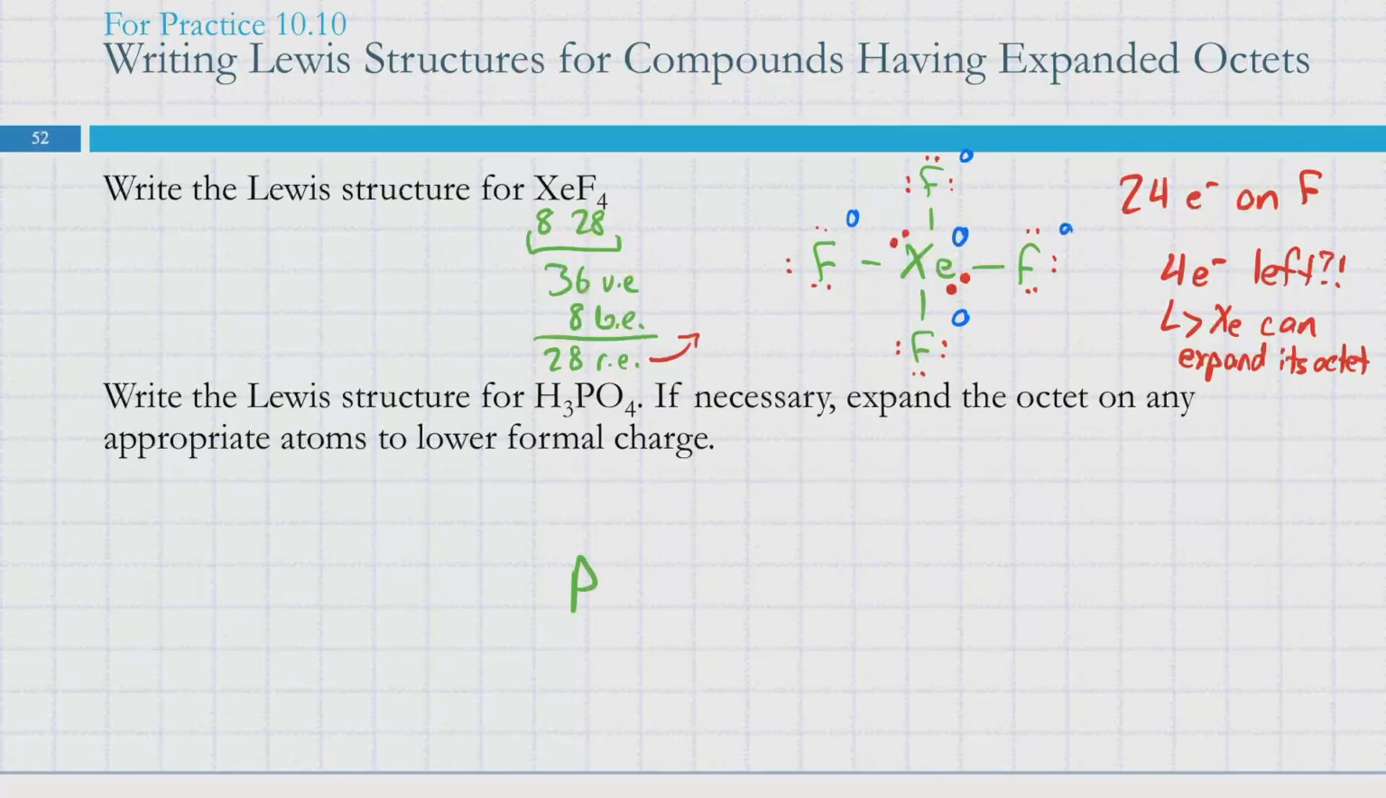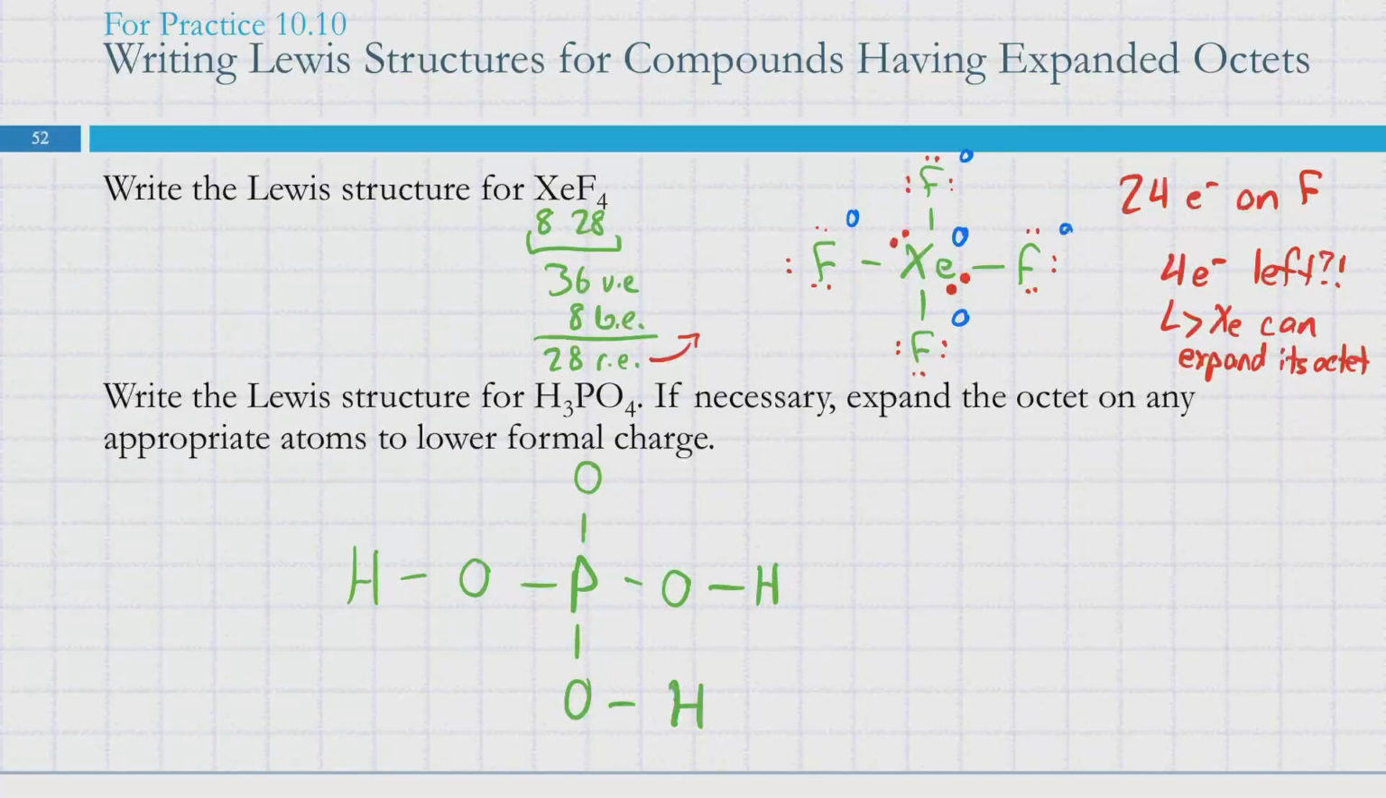Our Lewis structure for phosphoric acid takes up an unfortunate amount of space. So it might look something like that for our skeletal structure.